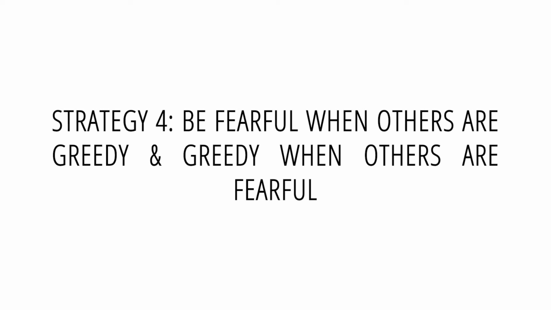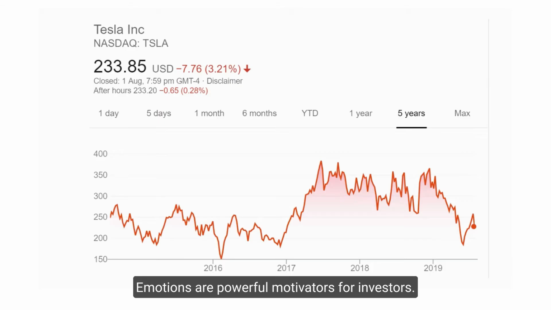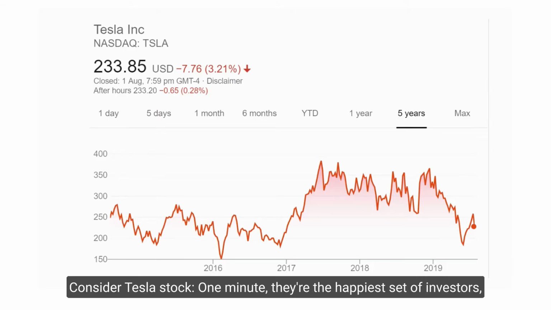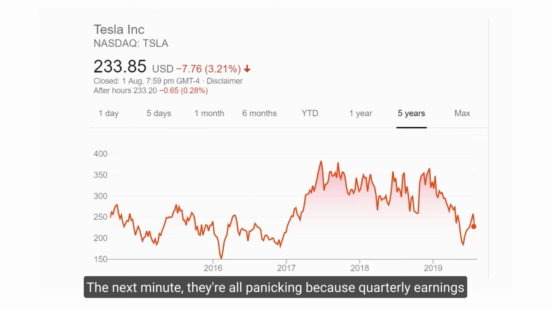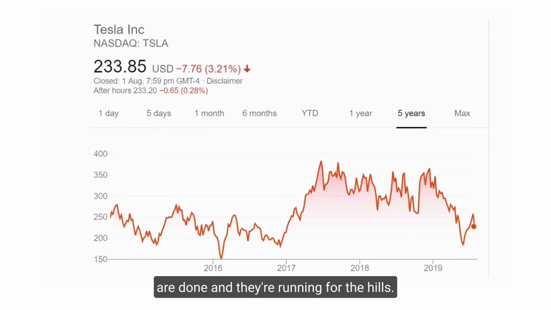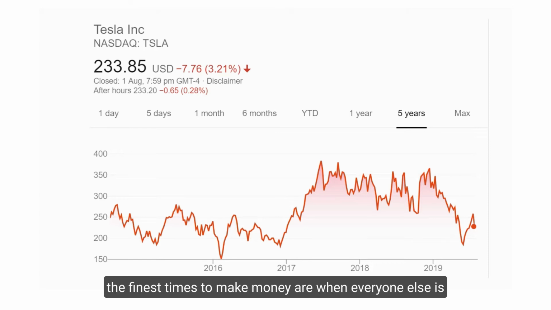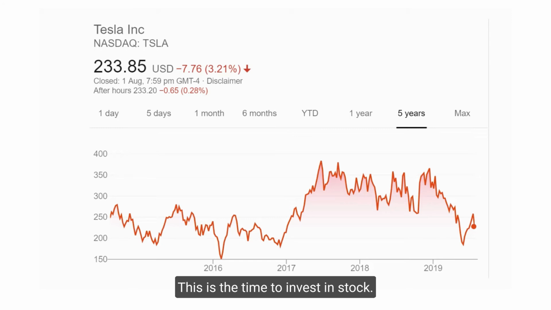Be fearful when others are greedy and greedy when others are fearful. Emotions are powerful motivators for investors. Consider Tesla stock. One minute, they're the happiest set of investors, believing they'll become wealthy. The next minute, they're all panicking because quarterly earnings are done, and they're running for the hills. You can make a lot of money if you take a step back and look at the facts, and you'll find that the finest times to make money are when everyone else is afraid and when everyone is fleeing for their lives. This is the time to invest in stock.